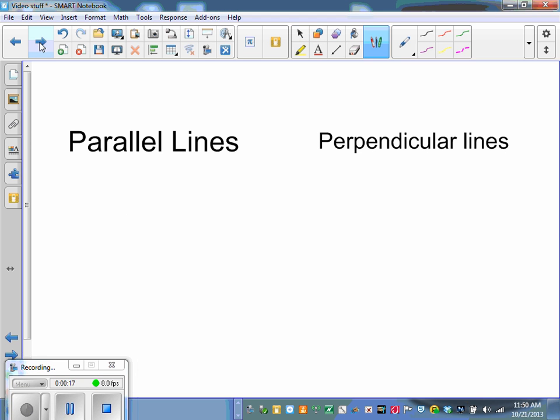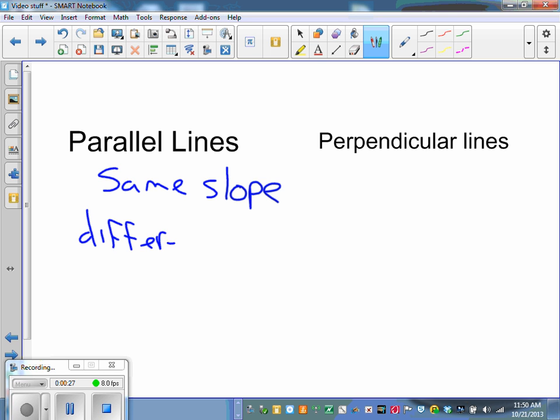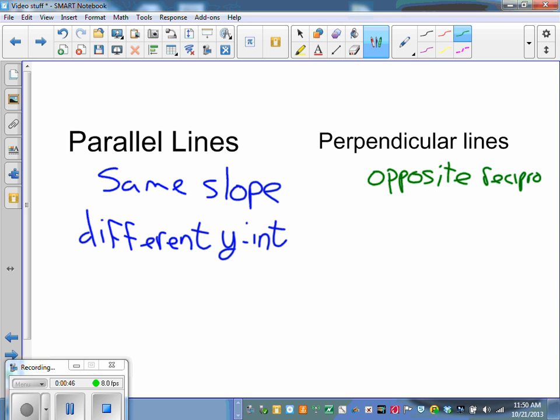Some things we know: parallel lines have the same slope. So they have the same slope, but a different y-intercept. Okay, if they had the same y-intercept, then it would be the exact same line. Perpendicular lines are going to have what we call opposite reciprocal slopes. Opposite reciprocal. So on these, we are going to give you some examples.